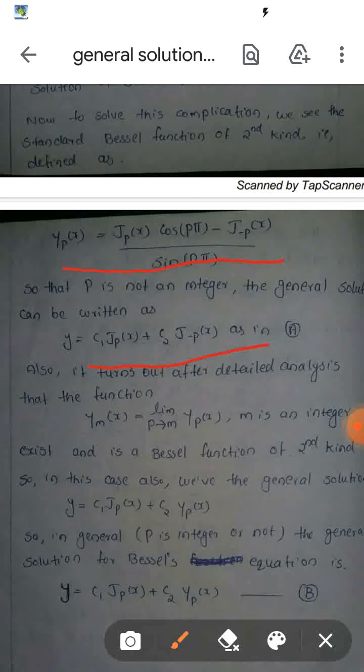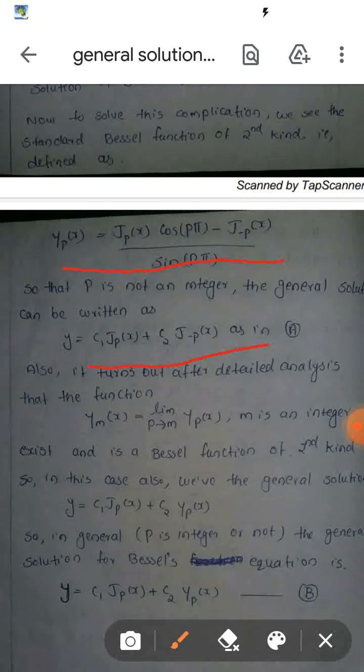Also, it turned out after detailed analysis that the function Ym of x, equal to the limit as p tends to m of Yp of x, where m is an integer, exists and is a Bessel function of the second kind. So in this case, we have the general solution, that is, y equal to c1 Jp of x plus c2 Yp of x.